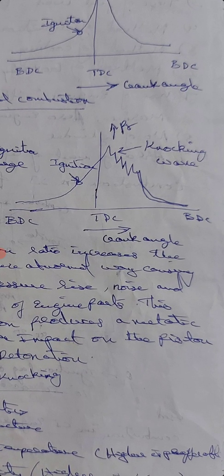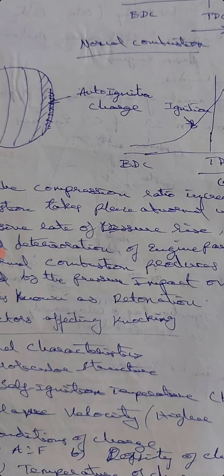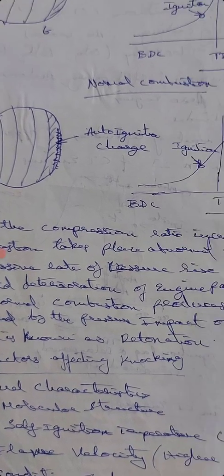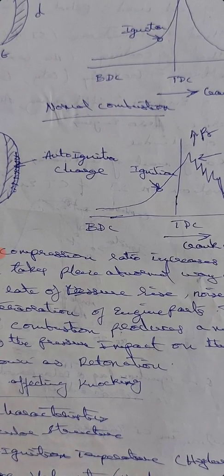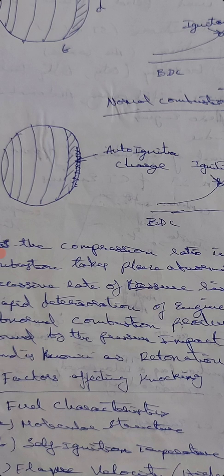So this is called the knocking waves. What are the reasons for these knocking waves? If the compression ratio increases suddenly, or auto ignition takes place due to the increase in compression ratio, or if there is pre-ignition, there will be auto ignition. So this causes the detonation or knocking.